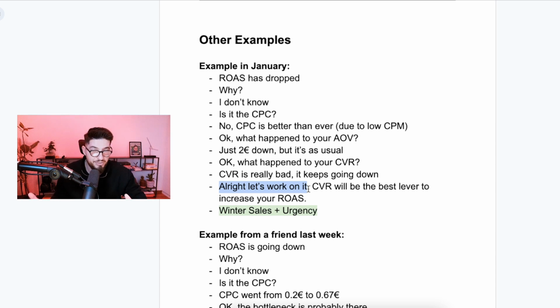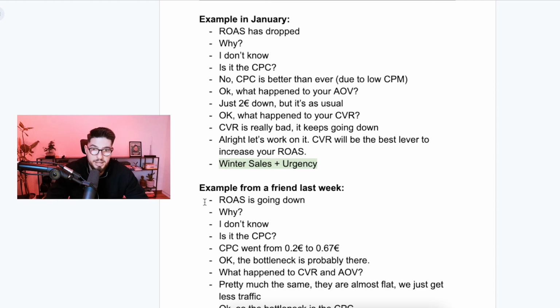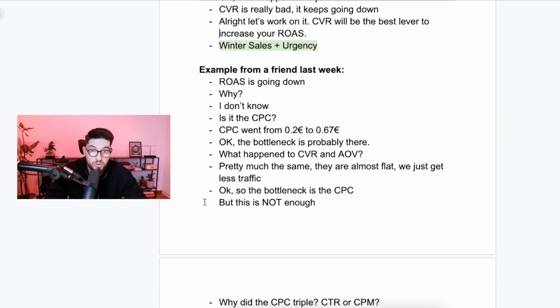Conversion rate is going to be the lever to increase your ROAS. What do? Winter sales plus a lot of urgency in the website. Put countdowns, winter sales, 2 days only, etc. With this, we actually did this. I mean, not to fix the bottleneck. We did that, and we did the winter sales with 1 week of urgency, and it worked really well. It saved the month of January. So we had growth year over year.